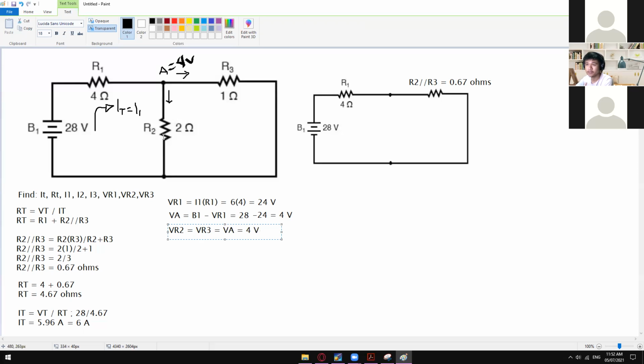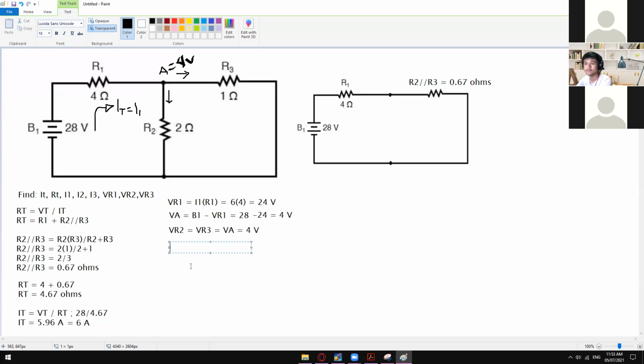Even though we haven't solved for the values of I2 and I3, we can already solve for the voltage drop just by analyzing this, since they are in parallel. Well, you can still use the old method, like VR2 is equal to I2 times R2. But that is only if you know the value of I2, and since we don't know the value of I2 yet, this one is the best way to determine the voltage across R2 and R3.